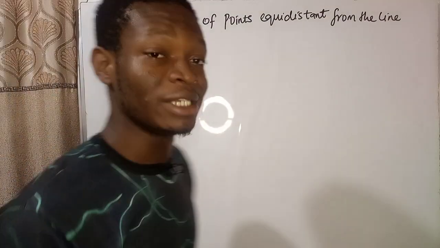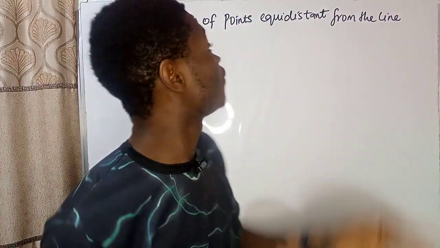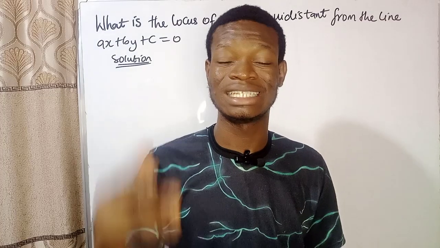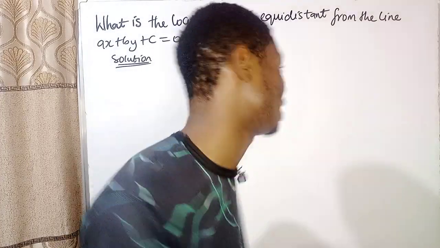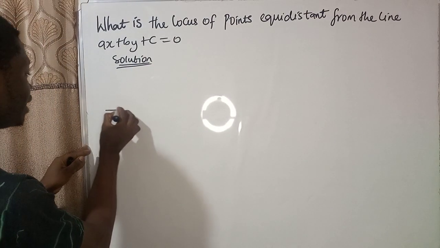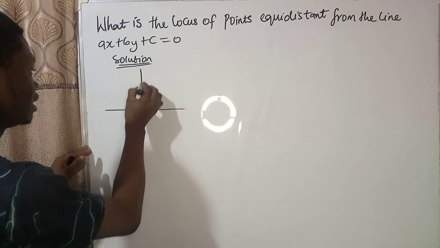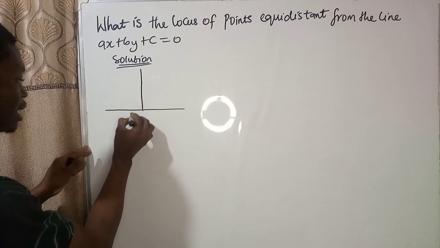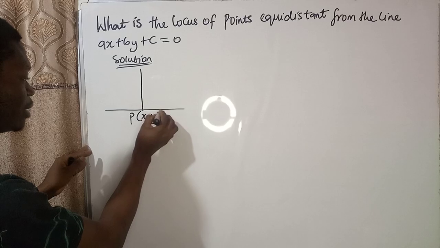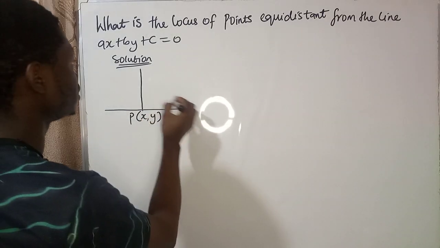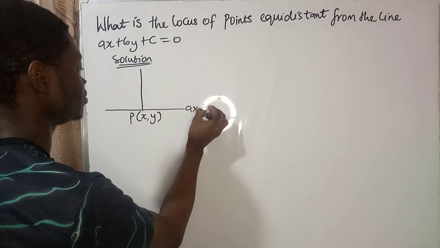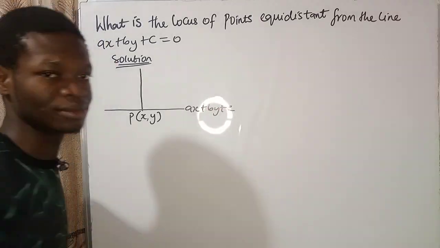Now, let me tell you again. The locus of a point equidistant from a straight line is the perpendicular bisector of the straight line. So, see our line here. See, the straight line is a perpendicular bisector of the straight line. We can have our points here, P and Y. So, see the straight line ax plus by plus c.